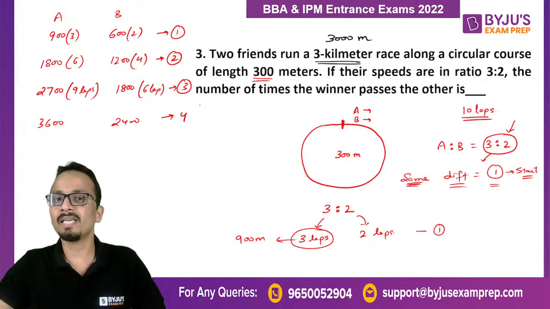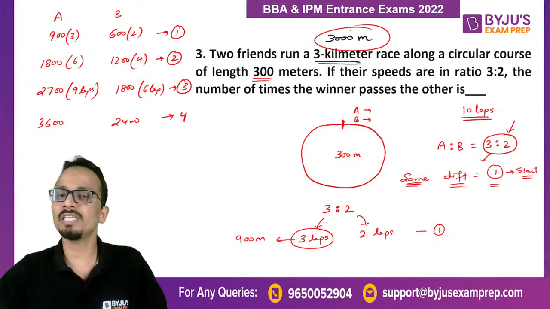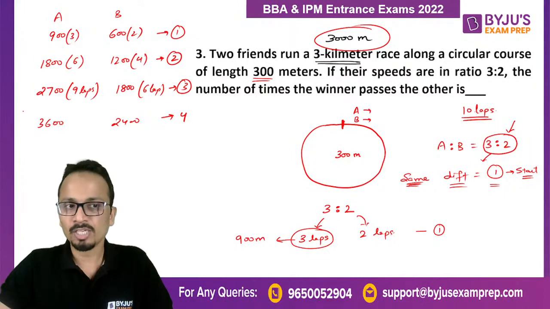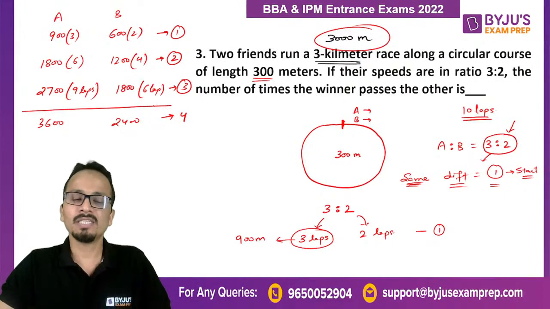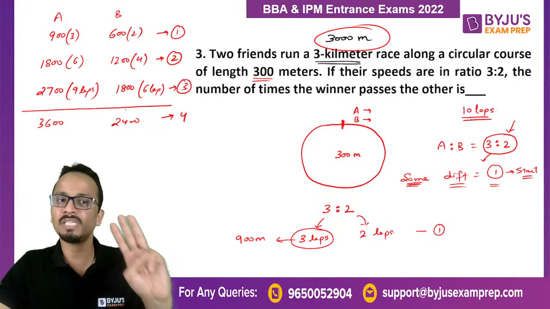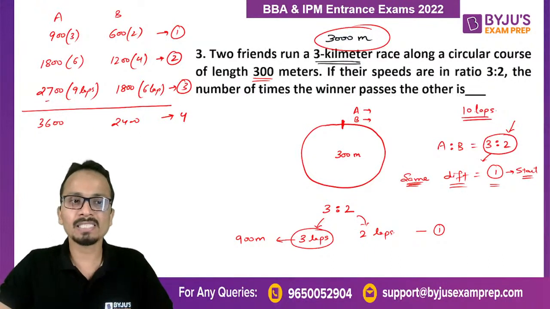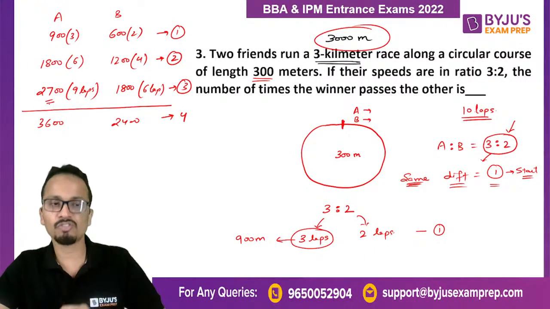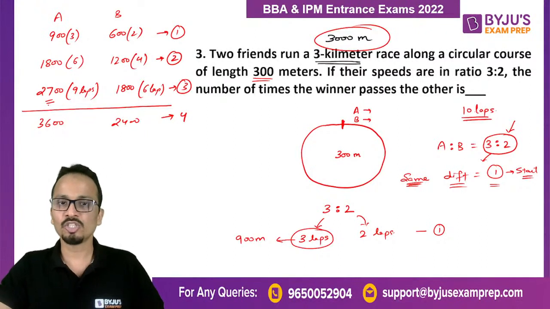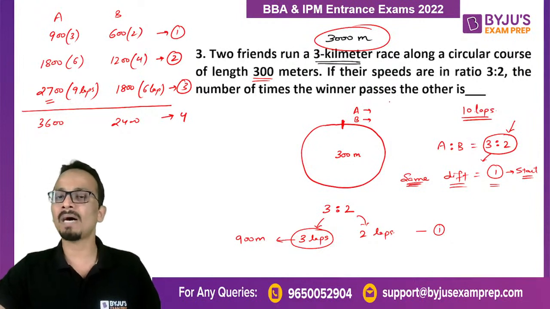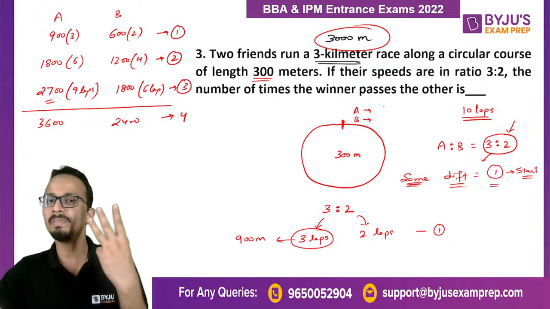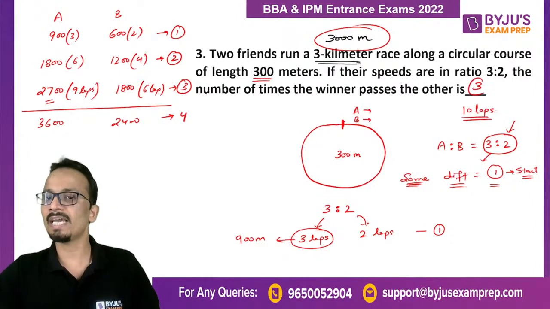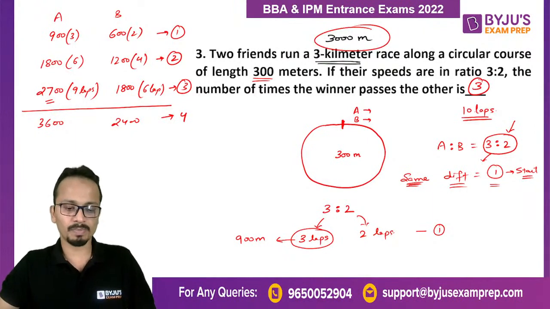But in this case, the race is only of 3000 meters. So that means they will meet a total of 3 times, the last time being when A has covered 2700 meters. All right. So in total, we can say that the number of times the winner will pass the other one will be 3.